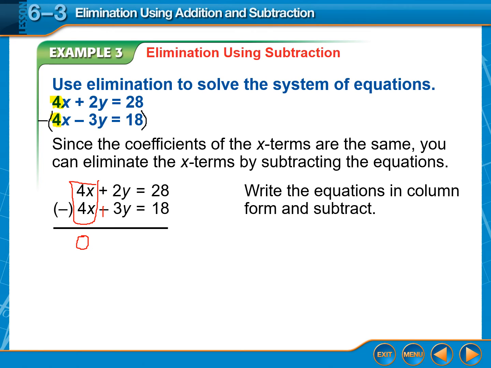So the subtraction in the second equation is actually going to change all of these signs to the opposite of what they are. So 4x minus 4x is 0. Now 2y plus 3y is 5y. And then when I come over to 28 and 18, I'm doing 28 minus 18, which will leave me with 10. So when you're subtracting, you need to be careful that you're subtracting each term. What that means is you're changing whatever sign is there to the opposite sign in order to do the subtraction.